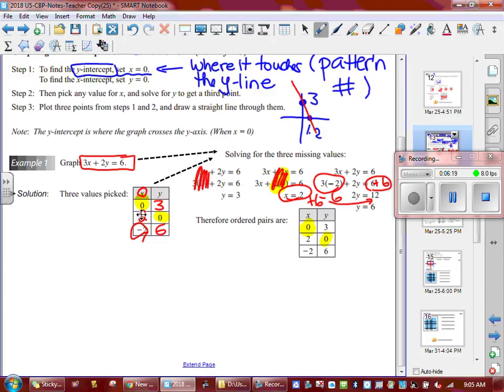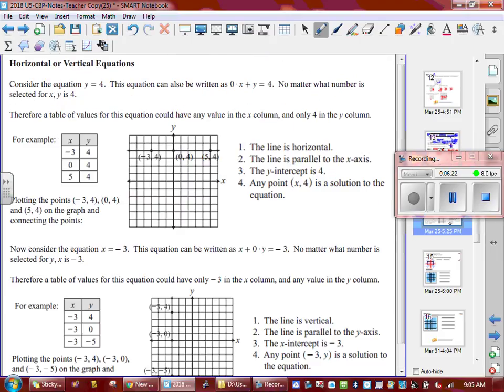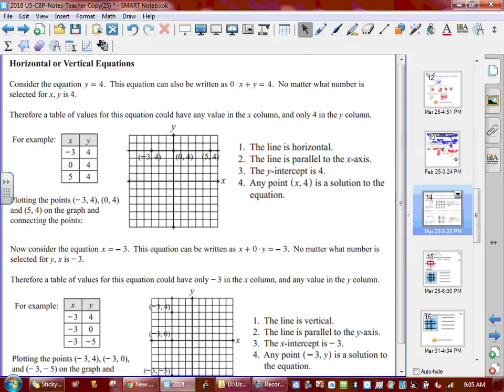Alright, let's go to the next example on the next page. So we're going to be talking about vertical or horizontal lines. So far, we've been talking about lines that are diagonal, okay? Whenever the equation has both x and y, we're dealing with a diagonal line, okay? So, I want you to write that up here.